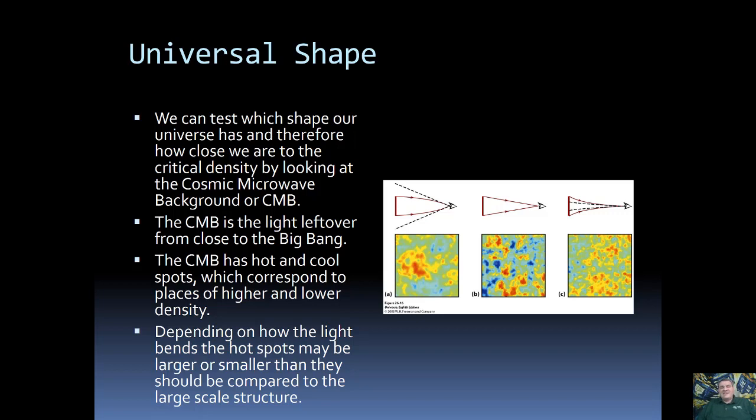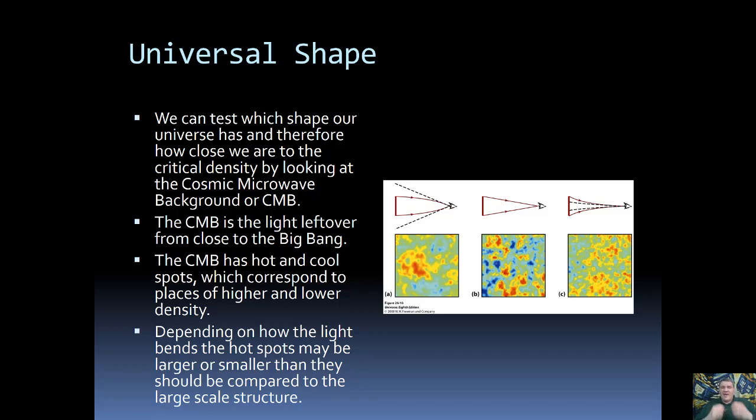Well, we can actually test the idea. What we can do is look at the oldest light that it is possible for us to see. This is the cosmic microwave background. We'll discuss this more in a little bit. But as we look at the cosmic microwave background, we find that it is not perfectly even. There are some regions that are hotter and some regions that are cooler. The hot spots correspond to regions of high density. The cool spots correspond to regions of lower density.